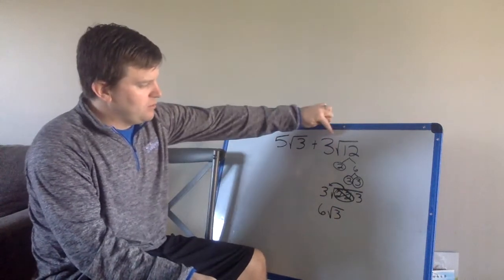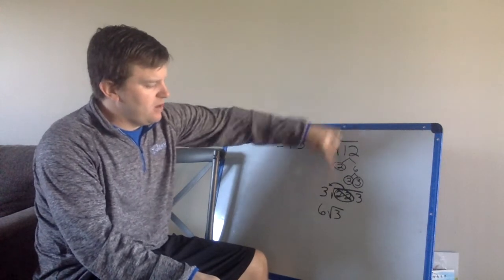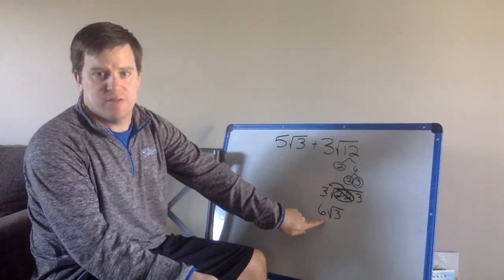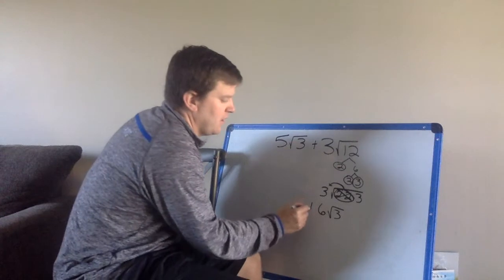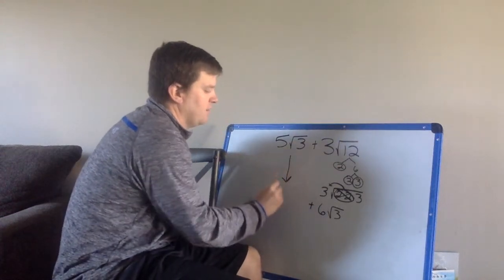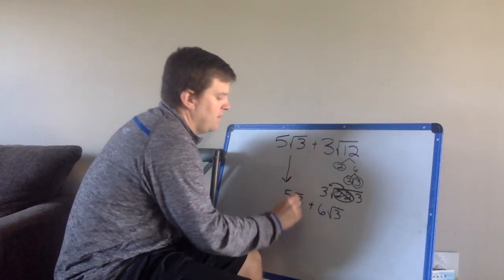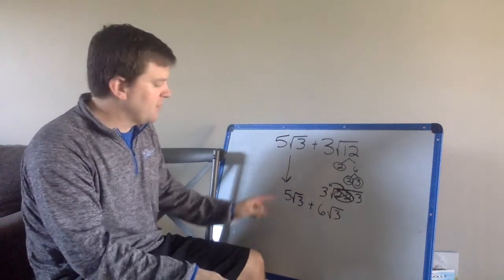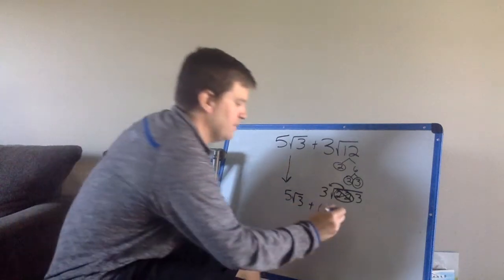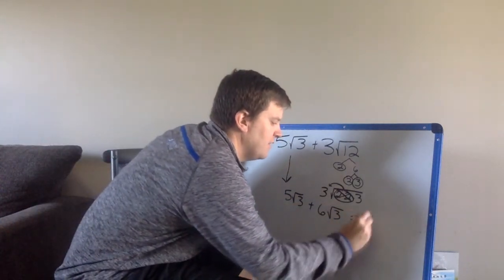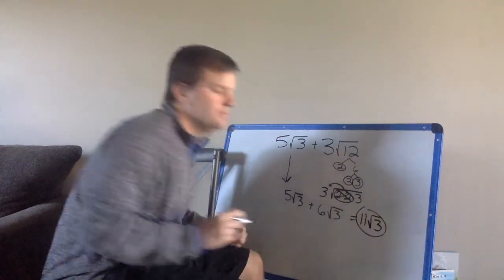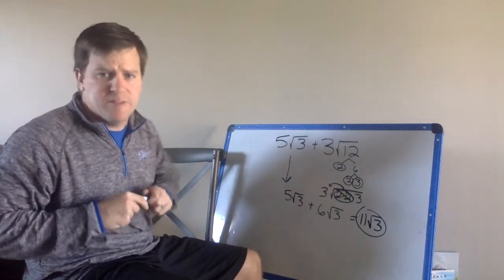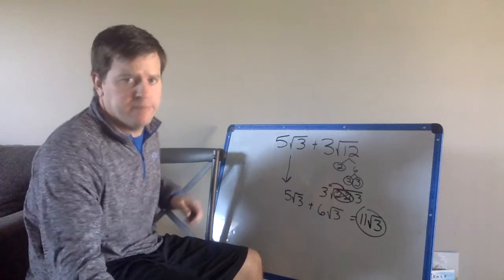Now, 3 square root of 12, in simplest radical form, is 6 radical 3. So what we're going to do now is bring down this 5 radical 3. Now, they're like radicals. We can add them. 5 radical 3 plus 6 radical 3 gives us 11 radical 3. Okay, so we're going to look to see if we can simplify if we can't add or subtract.